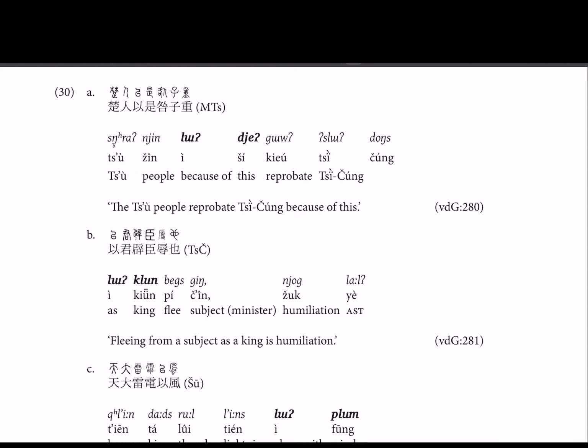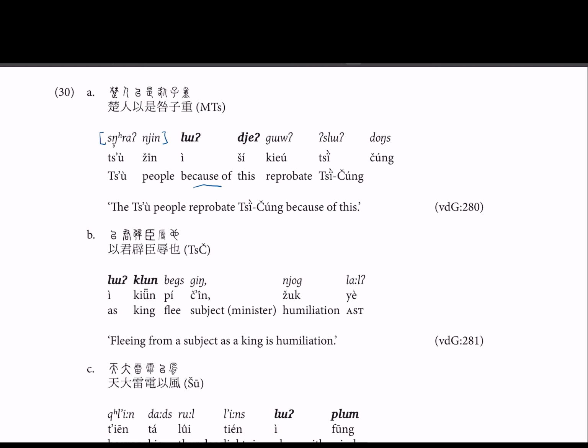Next, let's look at the sentence in 30a. Sngrat yin le die gu slu dongs. Okay, Sngrat yin is the subject, means the Chu people or people living in the Chu state. Le die, because of this. Gu means to criticize or to reprobate. So the overall meaning of this sentence is that the Chu people criticized Zizhong because of this le die.